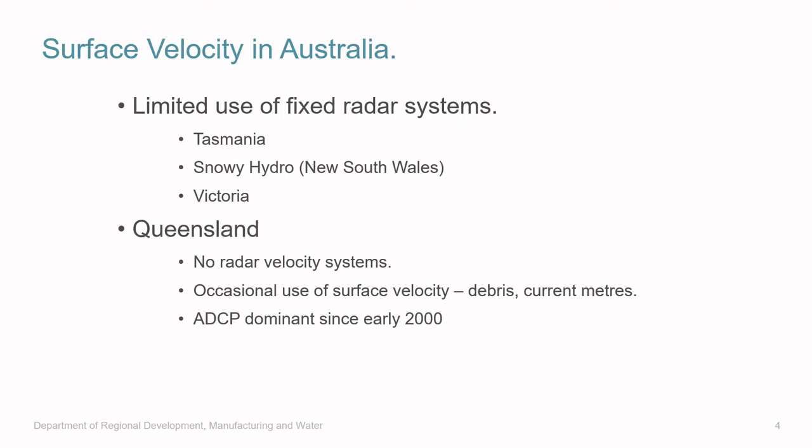We did have occasional use of surface velocity measurements, mainly timing of debris, floats, and also current meters using them from a boat. But primarily since the 2000s, we've been ADCP dominant for flood flows and increasingly lower flows.